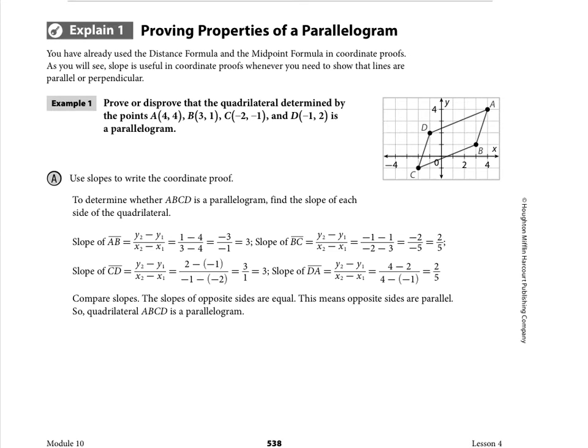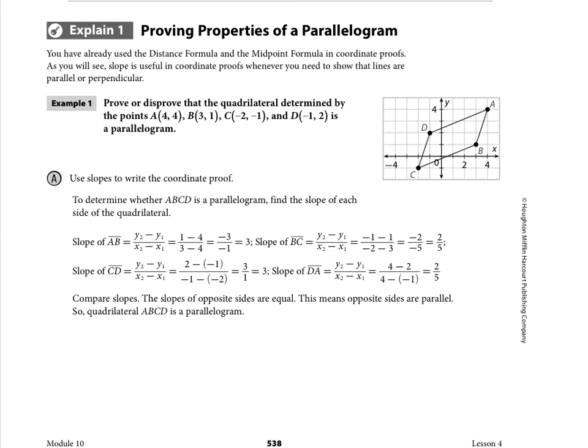Our example 1 asks us to prove or disprove that the quadrilateral determined by the points A, B, C, D, given as such, is a parallelogram. So it's not giving us the answer. It's not telling us prove that it's this. It's saying, is it a parallelogram or not? Now we figure it out.